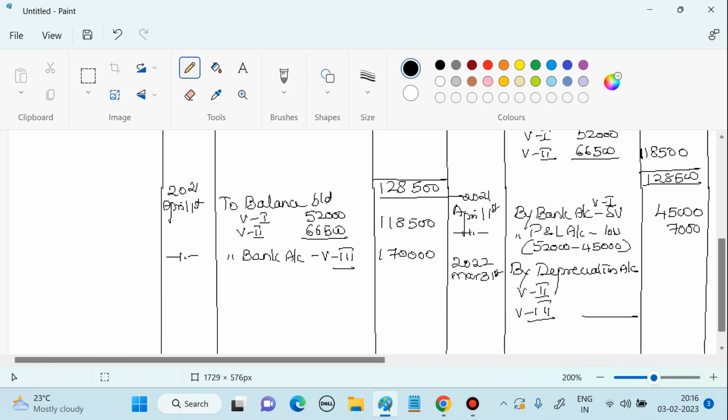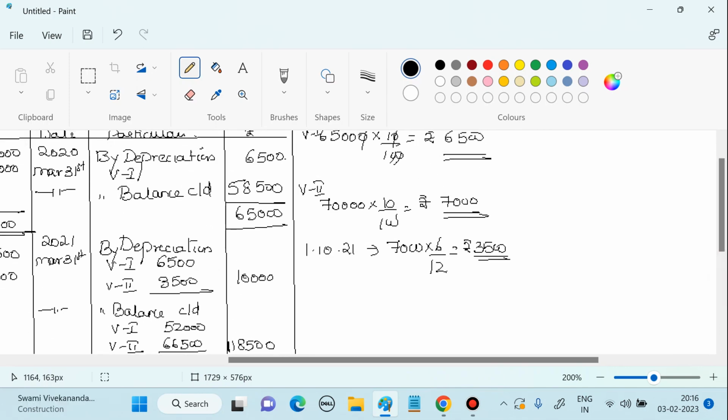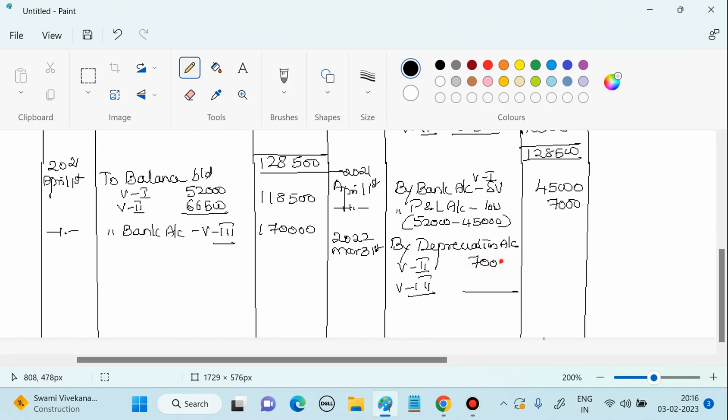Van 2, we know the depreciation we have calculated here before. Whole year 7,000. First year we have taken 3,500. So we should take here for the whole year. So 7,000. For van 3, 1,70,000 cost at the rate of 10% would be 17,000 and it was purchased on 1st April. So entire year. So 17,000 would be the amount of depreciation. So total 24,000 in this year is the depreciation charged. Clear?